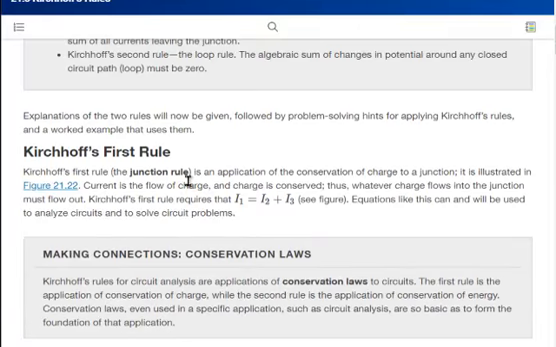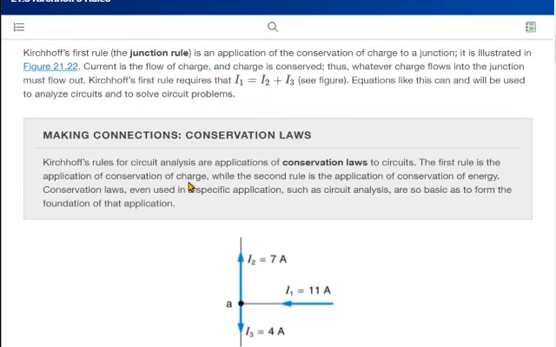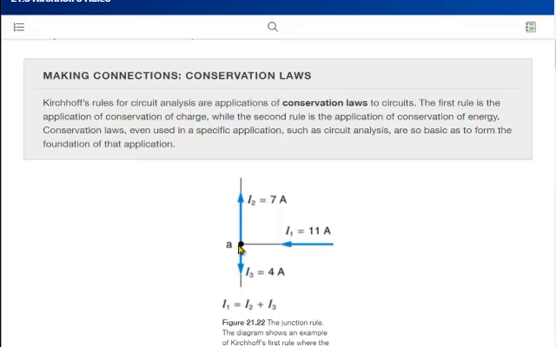Kirchhoff's rules themselves are actually really easy, and there are only 2 of them. So here is the first one. Basically, when you have a junction, then the amount of current flowing into the junction equals the amount of current flowing out of the junction. Makes total sense, right? 11 amps go in, it splits up because it just so happens to be a circuit that branches off. All kinds of circuits do that all the time. So 11 equals 7 plus 4, what we see in front of us.